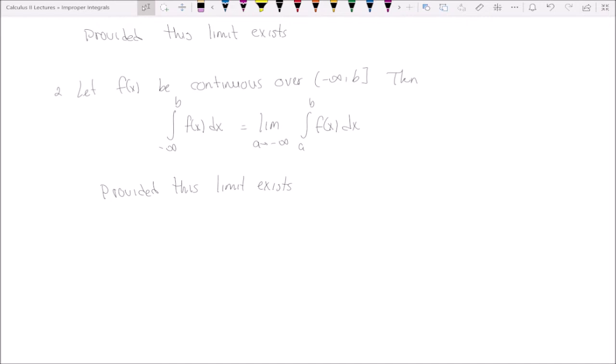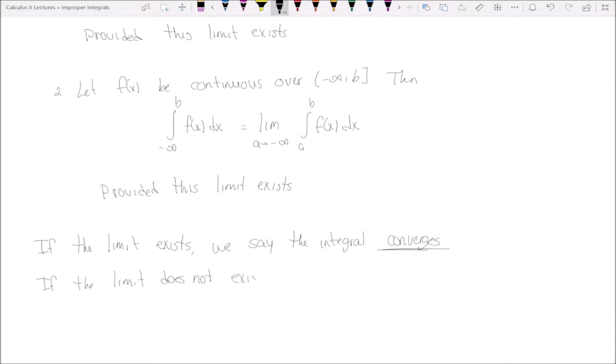In either case, if the limit exists, we say that the integral converges. If the limit does not exist, we say the integral diverges.